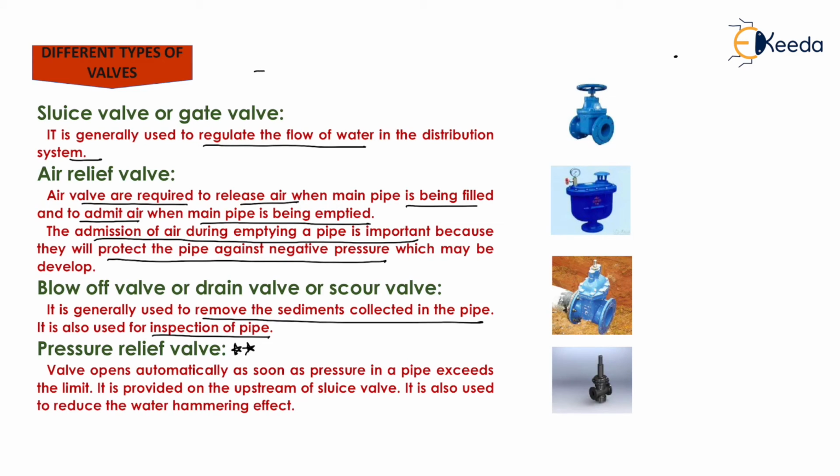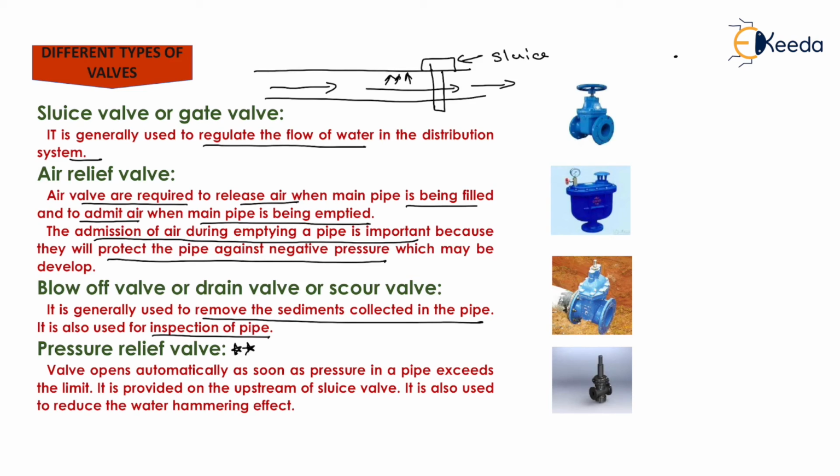Now next one is the most important valve, that is the pressure relief valve. Now suppose that this is the water main, and here you have provided a sluice valve or gate valve. Suppose that at the initial phase this sluice valve is open and water is flowing with very high pressure from this water main. Now suddenly you close this sluice valve. Then what will happen? Large pressure will be generated in this portion, and due to this large pressure bursting of pipe or water hammering effect will take place.